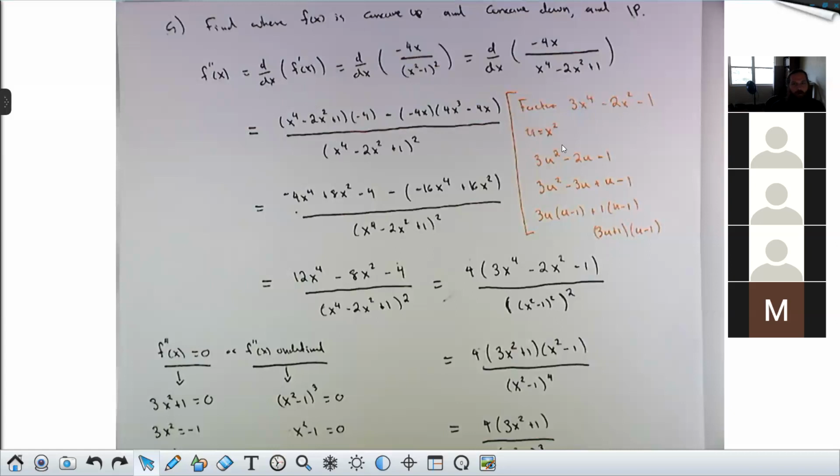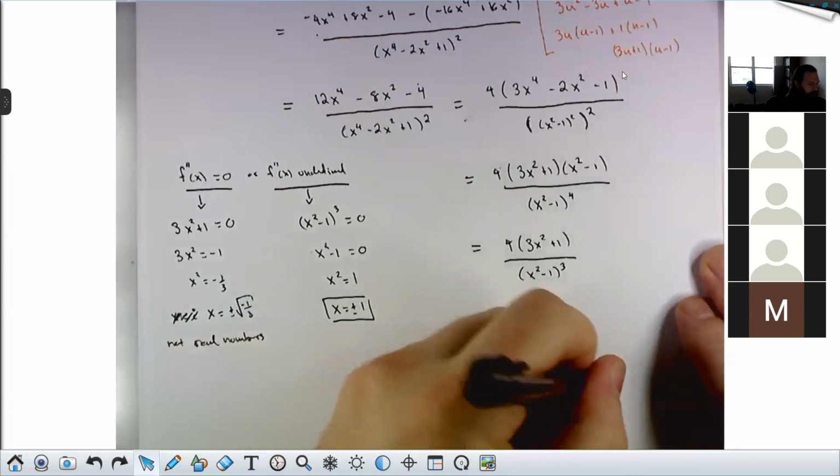And that's in general what we look for. So if you're trying to factor some big polynomial where all the powers are even, you can make this substitution to turn it into a polynomial of half the degree of the original. So finally, I'm ready to make my number line for f double prime.